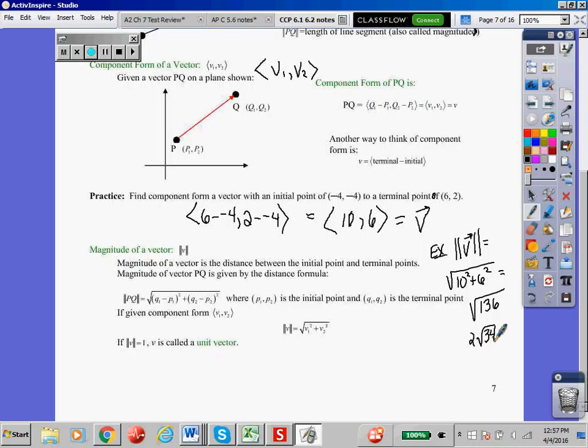Okay, so magnitude is very simple. If you put it in component form, it's just v sub 1 squared plus v sub 2 squared, you take the square root. If you have an initial point and a terminal point, you're going to do the distances. So it's a little easier to put it in component form. If your magnitude is 1, okay, if the length of the vector is 1, that's called a unit vector.